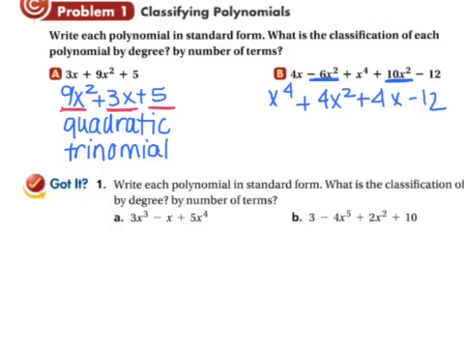Maddie? He combined like terms. Why like terms? Come on, Maddie. Who wants to name it? Quartic, or whatever you say that. Quartic. How about by term? Do we have a special name for 4 terms? 4 terms. Yep, it's just 4-term polynomial.